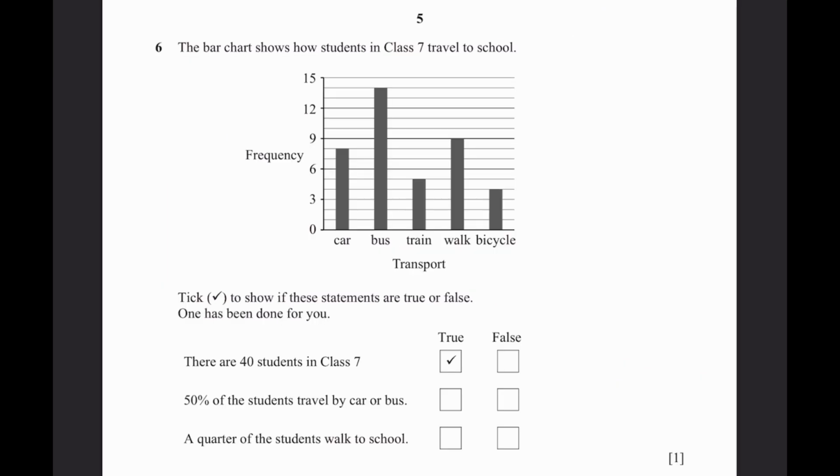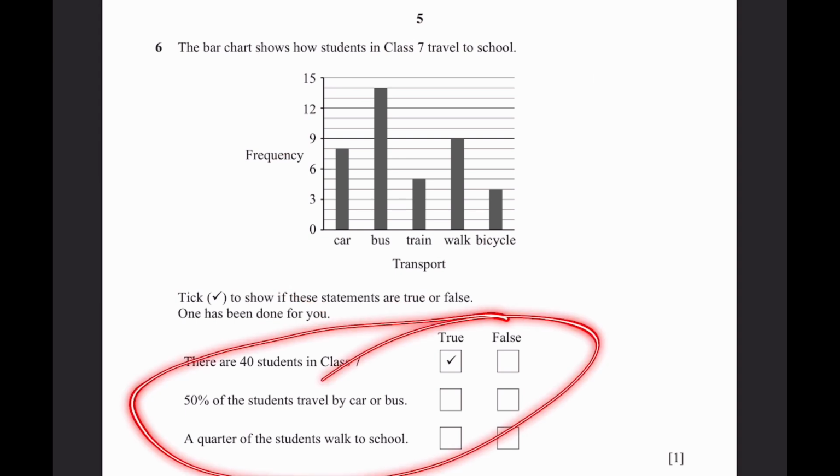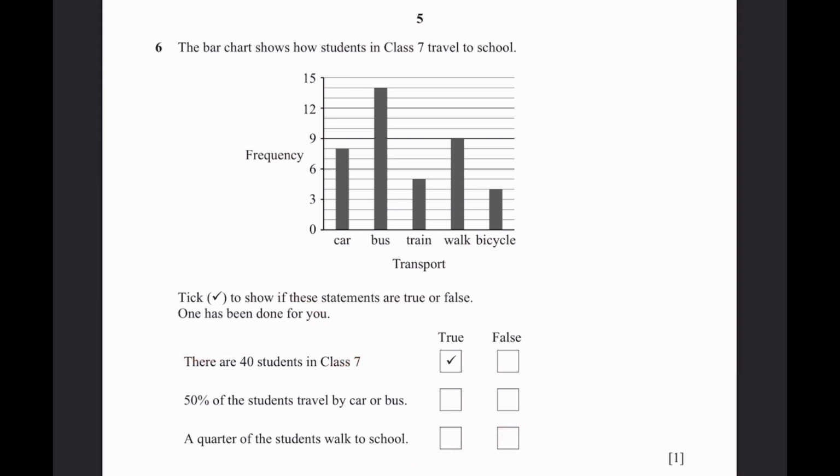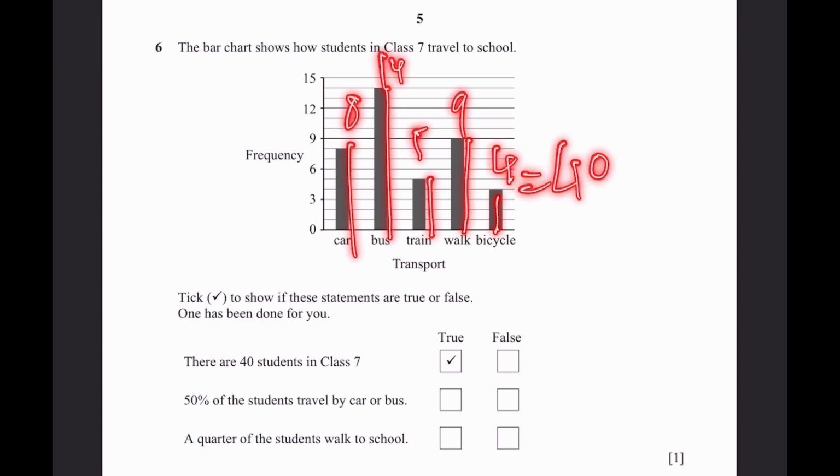Question 6. The bar chart shows how students in class 7 travel to school. Tick to show if these statements are true or false. One of these has been done for you. So we have this bar graph and we have to see if these are true or false. First one's been done. 40 students in class 7. Let's see. So it's true, because there's 8 plus 14 plus 5 plus 9 plus 4. 8, 14, 5, 9, 4. If you do the math, you'll actually know that it's equal to 40.